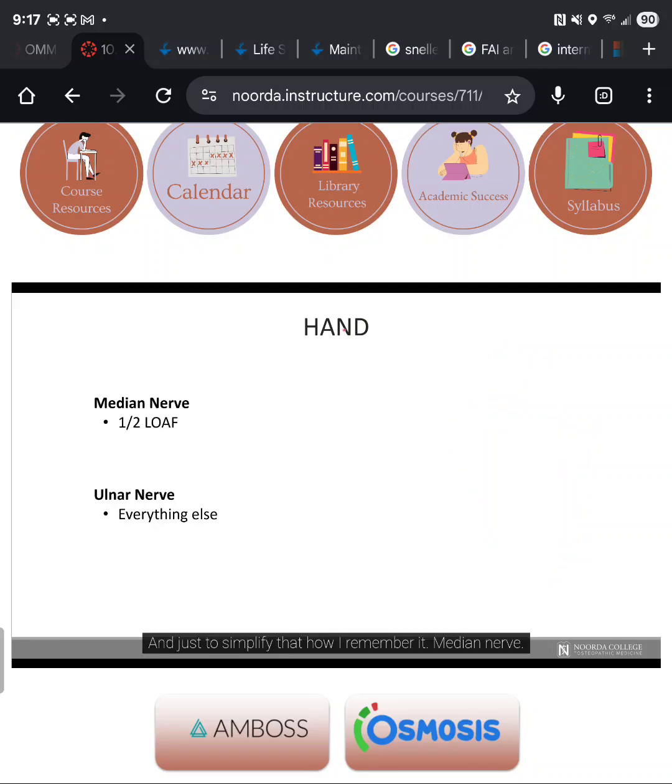And just to simplify that, how I remember it, median nerve, it's innervating 1/2 loaf in the hand, so the 1 and the 2 for the first and second lumbricals, then opponens pollicis, abductor pollicis brevis, and flexor pollicis brevis. And then the ulnar nerve is doing everything else in the hand.